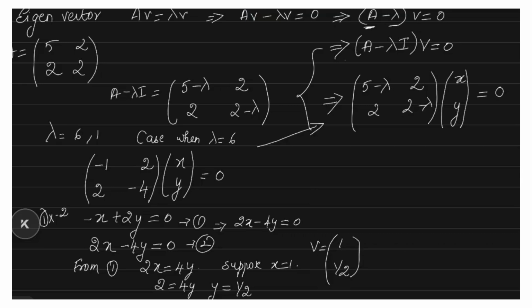Since you have 1 by 2, you can multiply throughout by 2 to bring the fraction to a normal term. When I multiply by 2, the first term is 2 and the second term is 1. So when lambda is equal to 6, the corresponding eigenvector is 2 and 1. After this you have to normalize the vector. I named this vector v1.